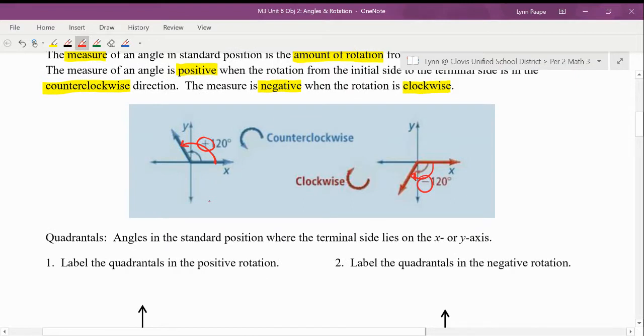The other definition we need to know is what we call a quadrantal. A quadrantal is when the terminal ray is on either the x or the y-axis. Sometimes I refer to them as our corners. This is a quadrantal because it's on the x-axis, another because it's on the y, another because it's on the negative x, and another because it's on the negative y. A quadrantal is basically the boundaries of our quadrants.